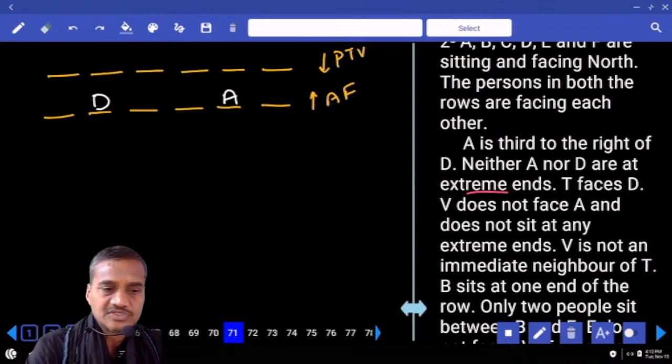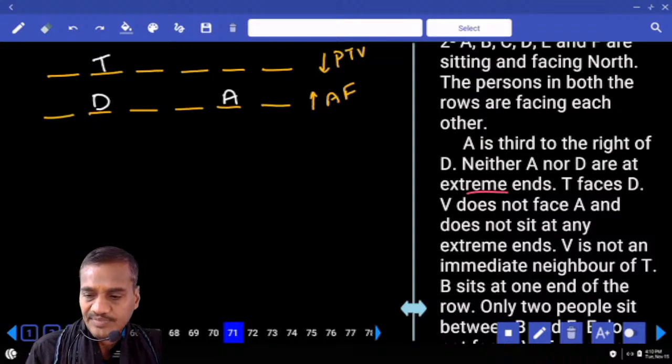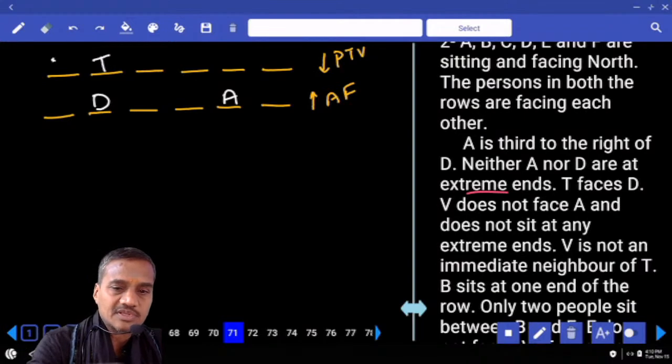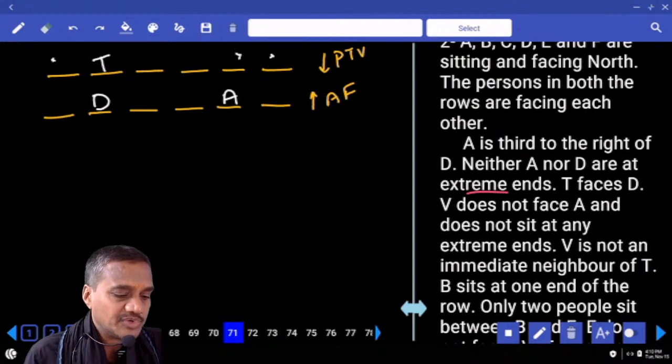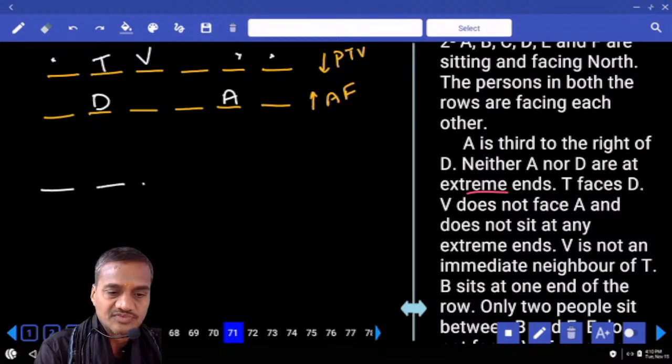And next one, T faces D. T and D are opposite to each other. V does not face A and does not sit at any one of the extreme ends of the row. Hence V cannot be here, here, or here. How many possibilities do we have for this V? There are two possibilities. V can be either here or V can be at the second position from T.